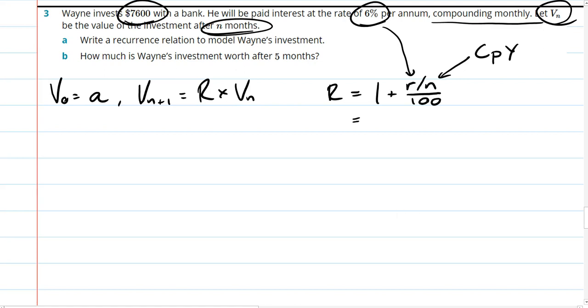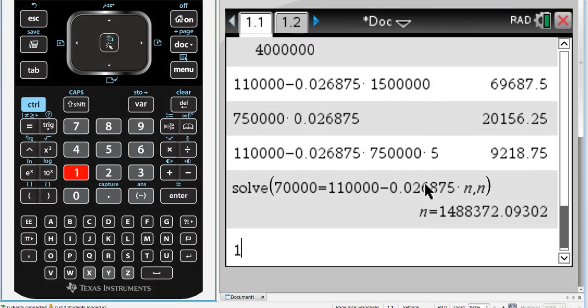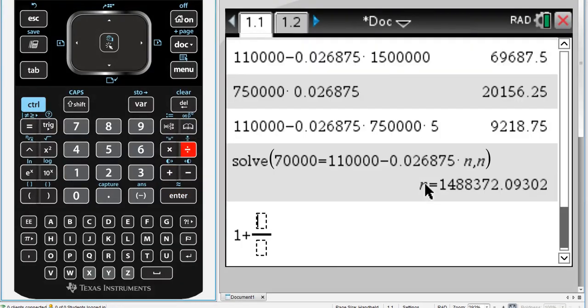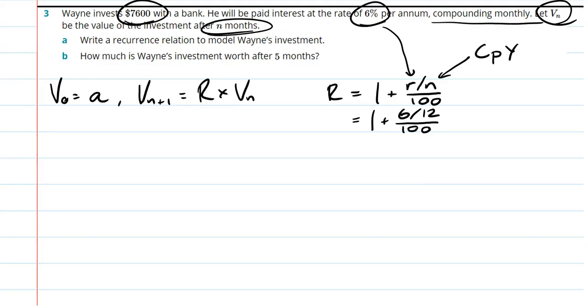So capital R, the multiplicative rate, is going to be 1 plus 6 over, compounding monthly means 12, over 100. So we go to the calculator for that. 1 plus fraction 6 divided by 12 over 100 gives us 1.005.